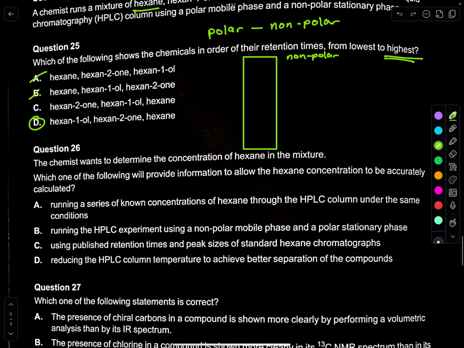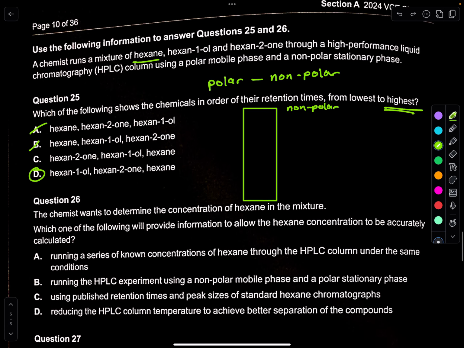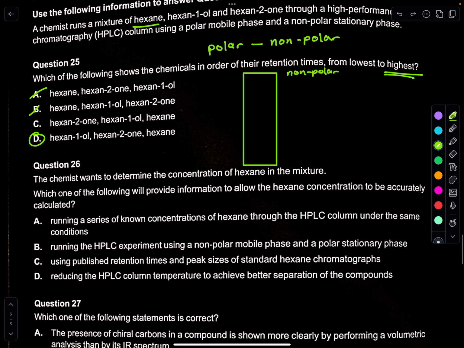All right. Next question is 26. A chemist wants to determine the concentration of hexane in a mixture. Which of the following will provide information to allow the hexane concentration to be accurately calculated? Normally if you're using HPLC, we know this. When we use an HPLC, we normally use this graph. If you don't realize this, in an HPLC, what we actually use is a calibration curve, where this here is the concentration and here is the area.